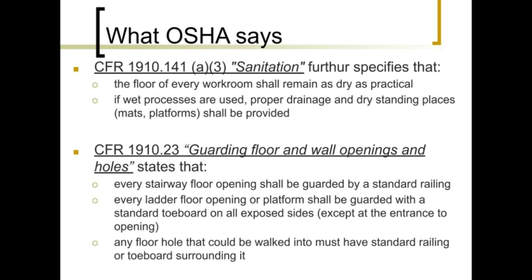CFR 1910.23, Guarding Floor and Wall Openings and Holes, states that every stairway floor opening shall be guarded by a standard railing. Every ladder floor opening or platform shall be guarded with a standard toe board on all exposed sides, except at the entrance to the opening. Any floor hole that could be walked into must have a standard railing or toe board surrounding it.